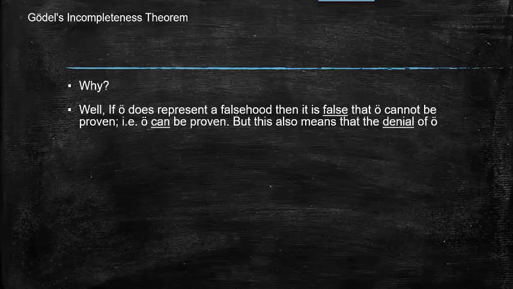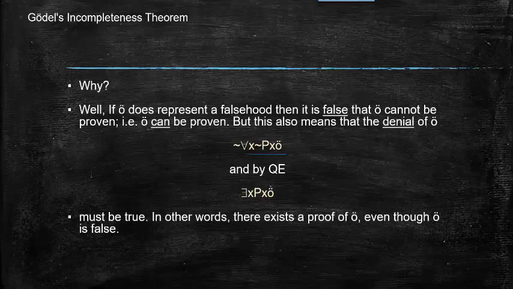But this also means that the denial of U, right, so take U and negate it, and then go ahead and apply quantifier elimination, right? So the denial of U is just the claim that there exists an X such that X is a proof of U must be true. In other words, there exists a proof of U even though U is false.